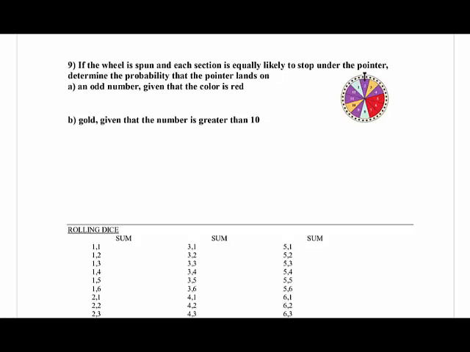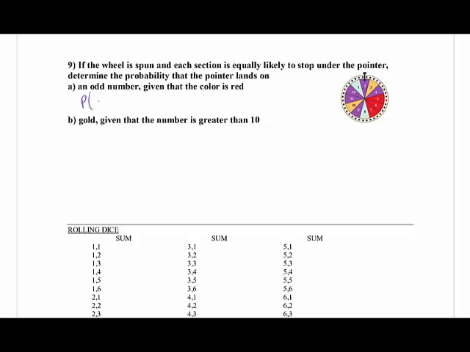Part 2 of 11.6, we're going to now start with number 9. If the wheel is spun and each section is equally likely to stop under the pointer, determine the probability that the pointer lands on. Please pause this, go ahead and try to answer A and B, and then check your work. So, first one is that we want an odd number.